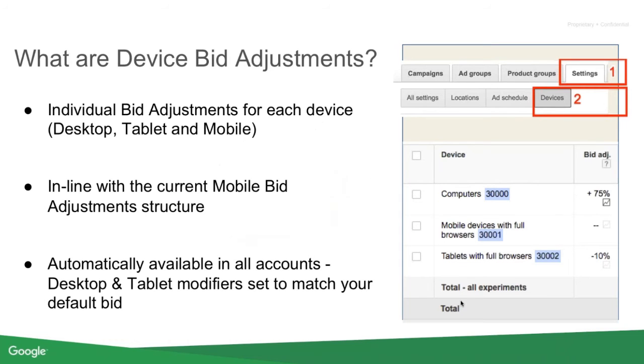So what are these exactly? Well, they're individual bid adjustments for each device. The incumbent mobile, but also now splitting up desktop and tablet, which were formerly bundled into a single device bid.